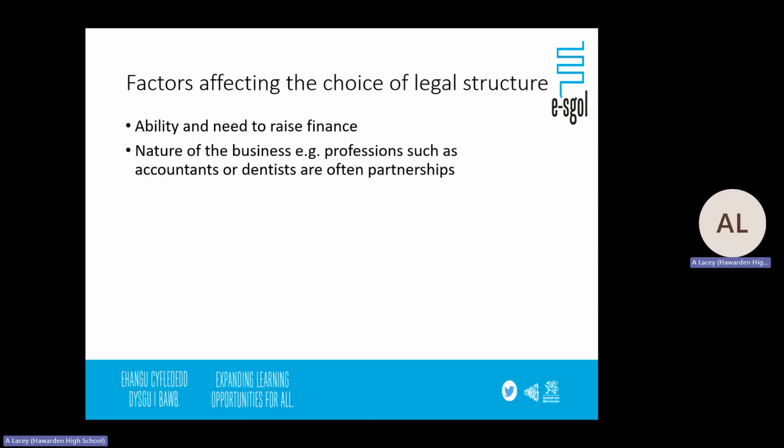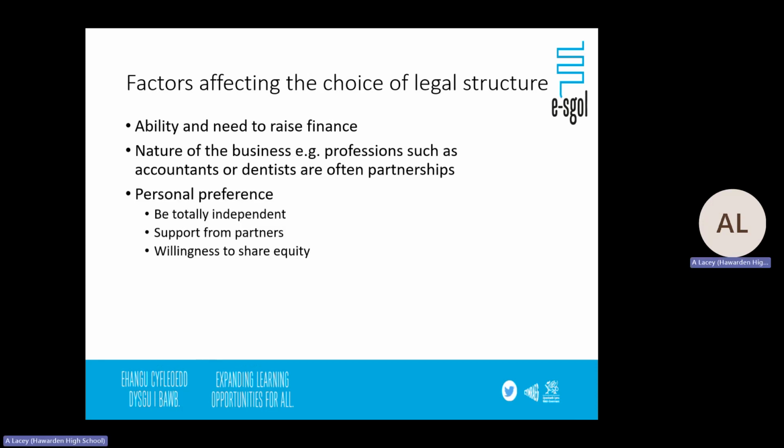The factors affecting the choice of your legal structure are the ability and need to raise finance, and the nature of the business. Professions such as accountants or dentists are often partnerships. Personal preference also matters: whether you want to be totally independent, have support from partners, or are willing to share your equity will depend on what you prefer to do.